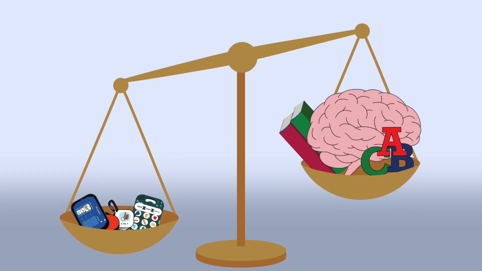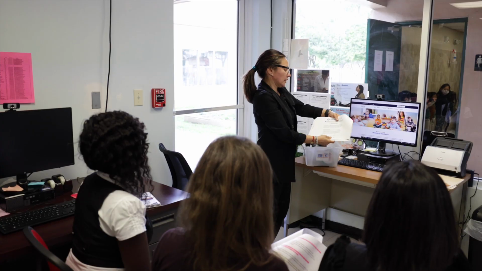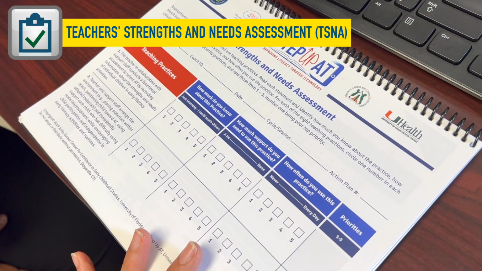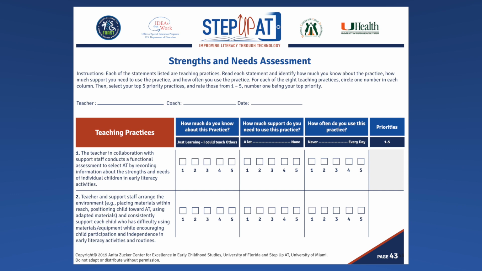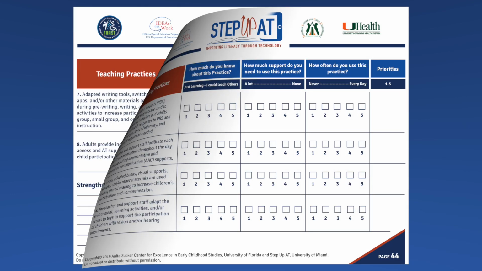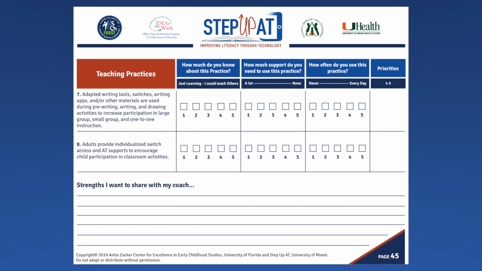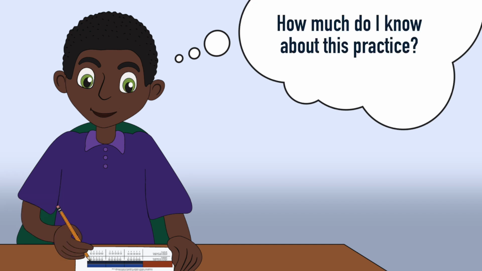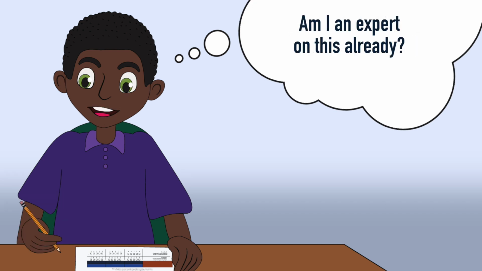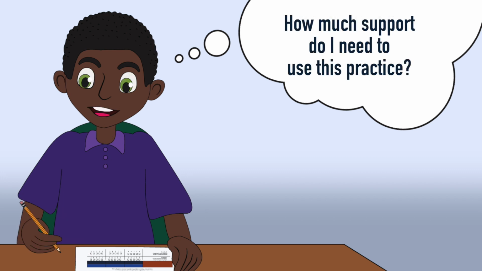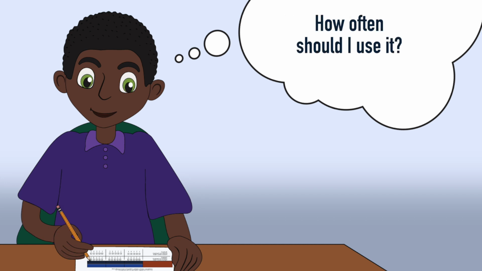early literacy development. During the orientation time, you may have introduced the TSNA, or Teacher Strengths and Needs Assessment Form. This document lists the 8 AT teaching practices that make up the core of the Step Up AT program. It is important that the teachers read through the practices carefully and think, how much do I know about this practice? Am I an expert on this already? Or is this the first time I have heard of this subject? How much support do I need to use this practice? How often should I use it?